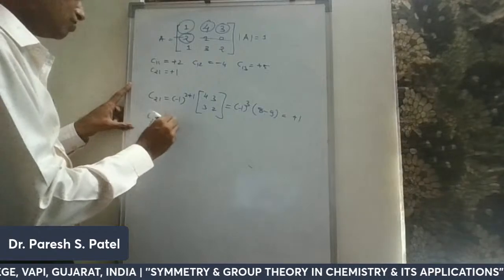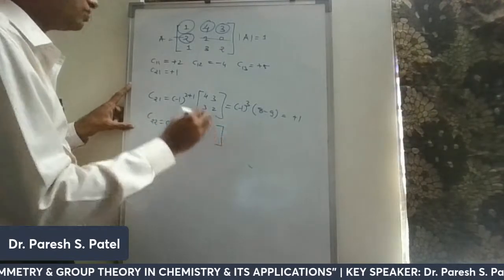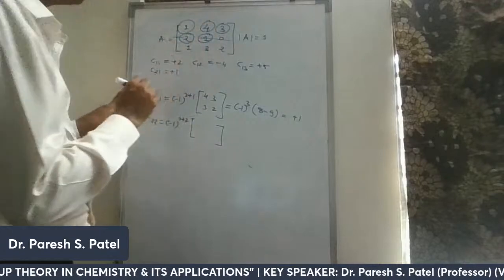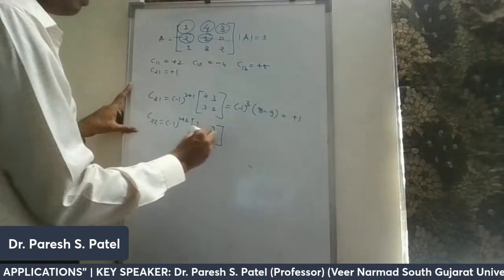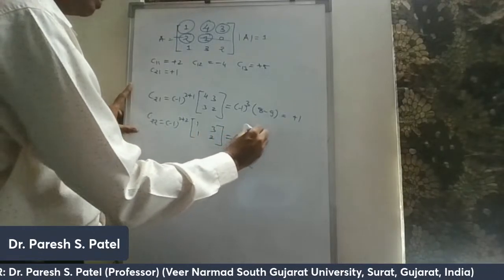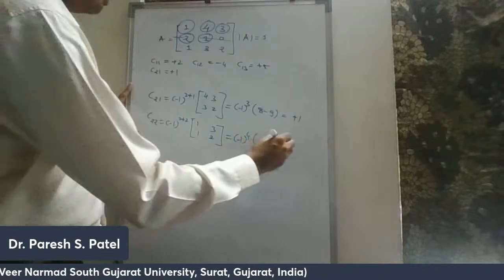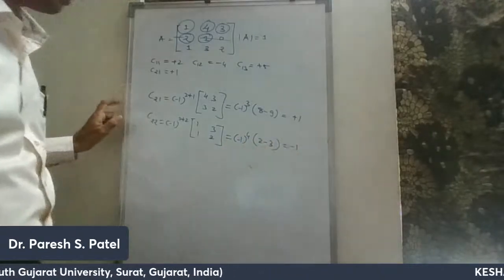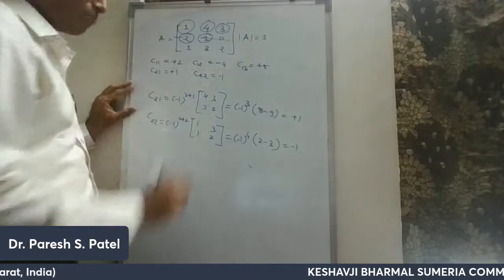C22 is equal to minus 1 raised to 2 plus 2. This is the second row and second column. So the remainings are 1, 3, 1, 2, which is equal to minus 1 raised to 4, which means plus 1, times (2 minus 3), which is equal to minus 1. So the value for C22 is equal to minus 1.